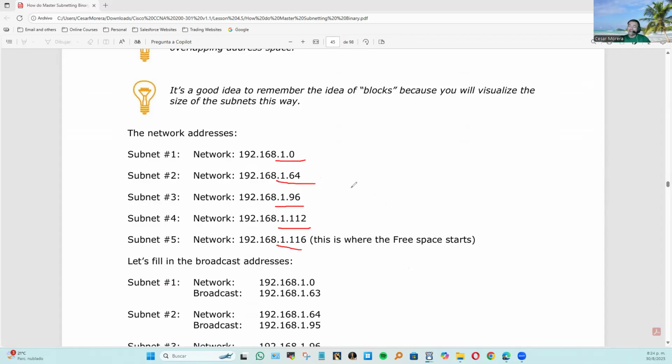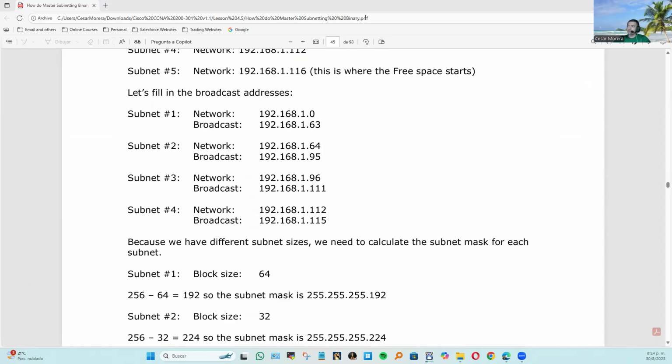So what are the broadcast addresses for these networks? Let me just erase that drawing so we can continue moving forward. The broadcast addresses that we have are these. The first one is 1.63 for the first network, 1.95 for the second subnet. The third subnet is 1.111, and the fourth and last one is 1.115. Now let's continue.